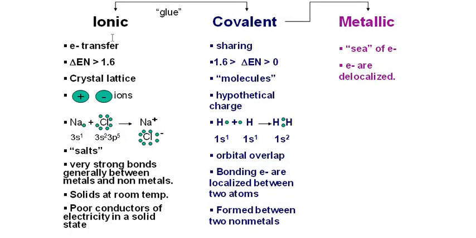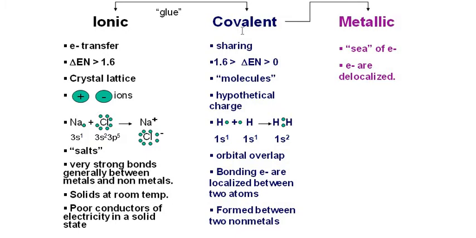For an ionic bond to be formed, the difference in electronegativity between the two bonding atoms must be greater than 1.6. If this difference is greater than 1.6 in electronegativity, the bonding between the two atoms will be ionic.